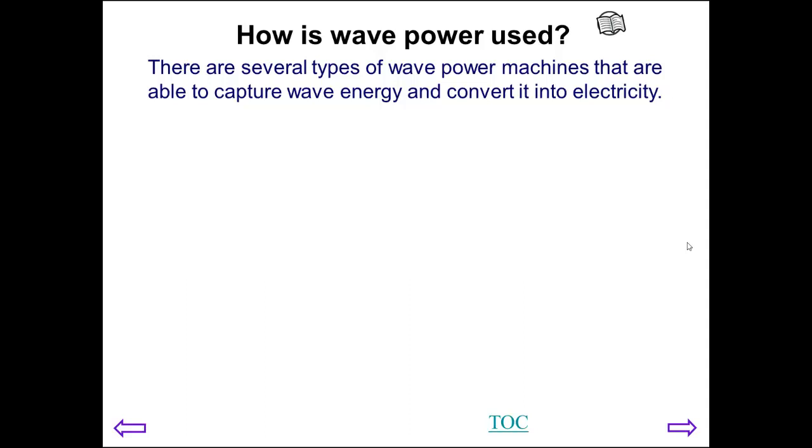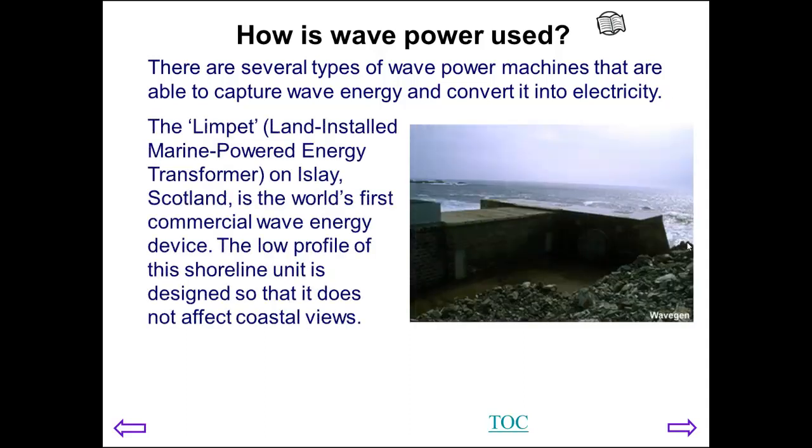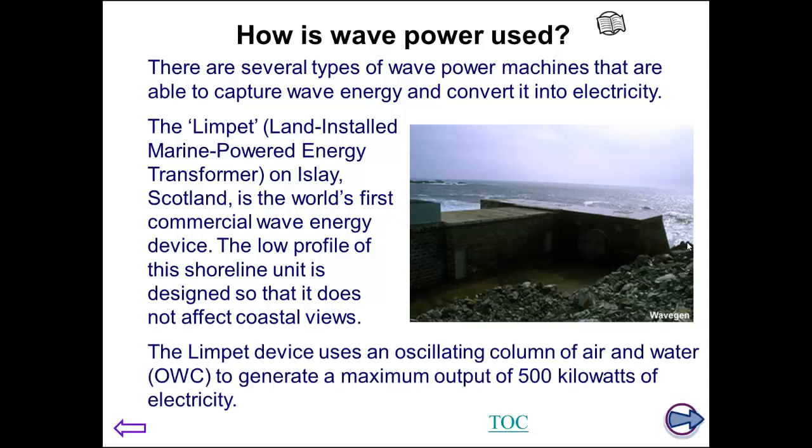So what is wave power? There are a number of ways of using wave power to produce electrical energy. This is what's called a limpet. It's a land-installed marine-powered energy transformer, which is basically what we're going to be looking at. The limpet device uses what's called an oscillating water column to generate a maximum of 500 kilowatts of electricity.